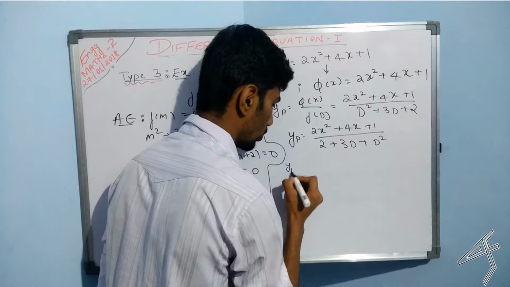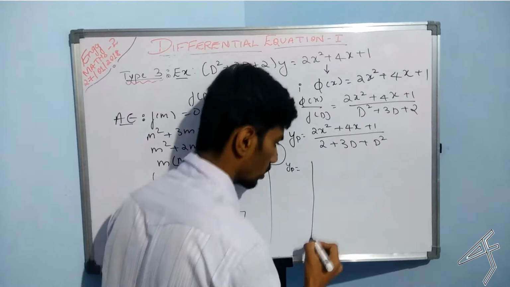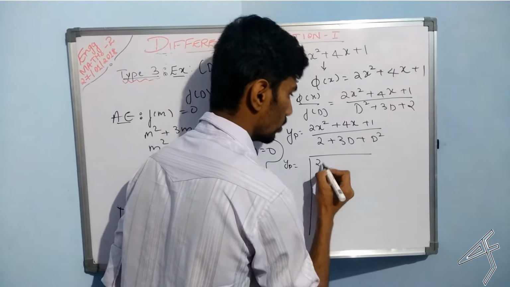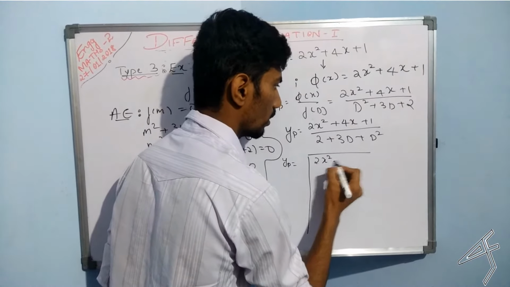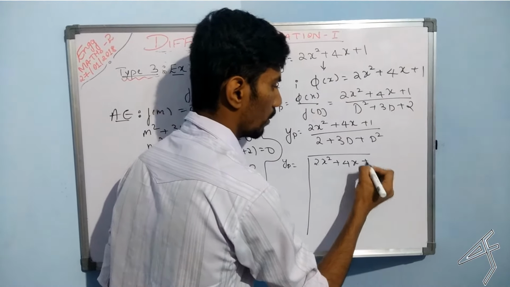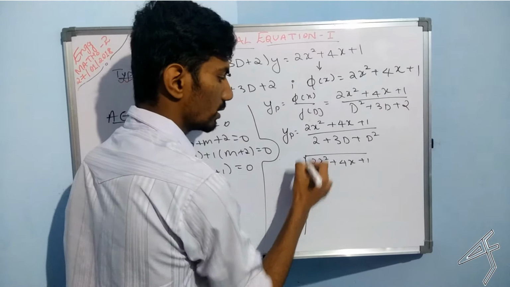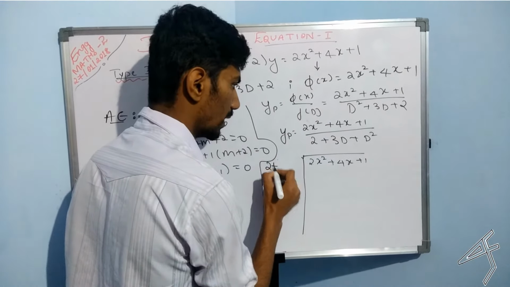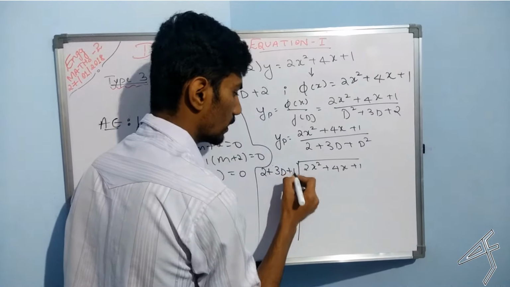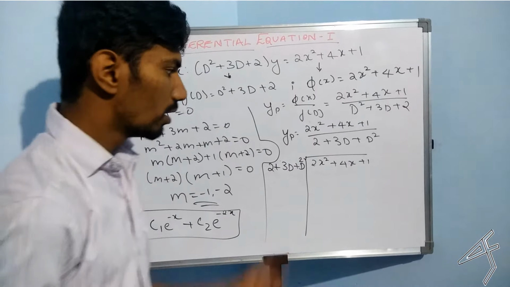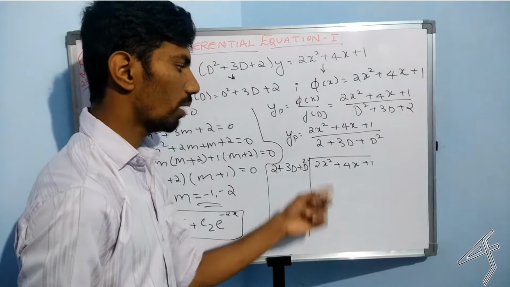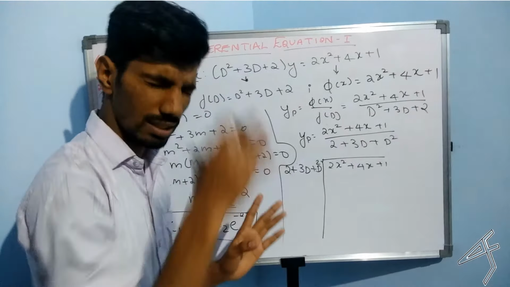So yp is equal to the division of these two terms, that is 2x square plus 4x plus 1, yp will write it afterwards. So the divider is this thing, 2 plus 3D plus D square. Correct. Now we should write equations in such form. First term should get cancelled.